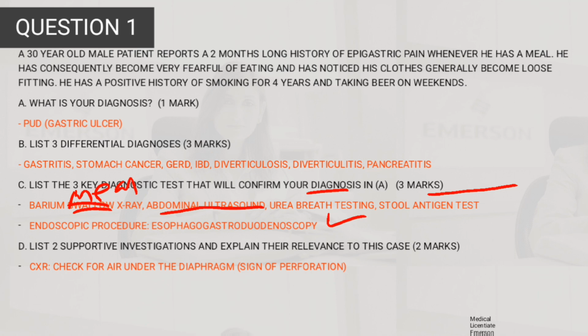Then chest X-ray, of course, is also going to come in, especially if there are signs of perforations. We check for free air under the right hemidiaphragm. If they tell you it's a perforated PUD already, then the chest X-ray should be one of the diagnostic investigations. Then for full blood count, just rule out anemia or any infection by the increased white cell count. You can do our LFTs and the blood culture.